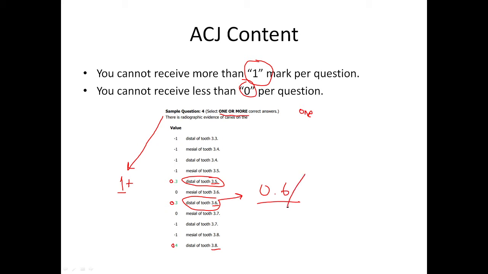So you'll get 0.6 out of 1. So that's where you lose some marks. You lost 0.4. Okay, that's fine, as long as the overall is a passing mark.